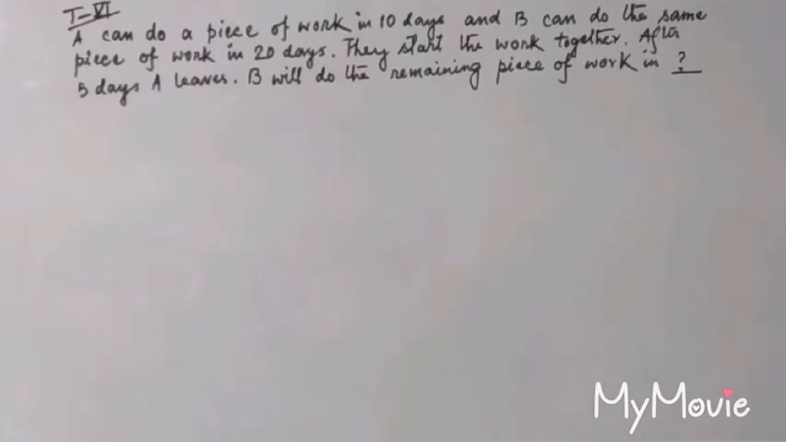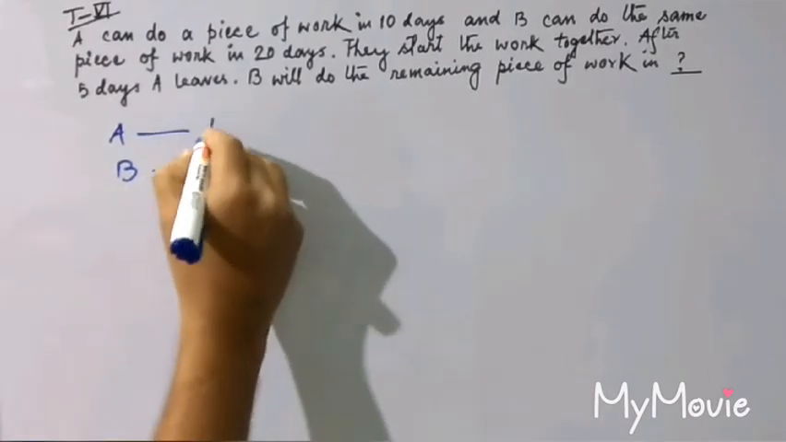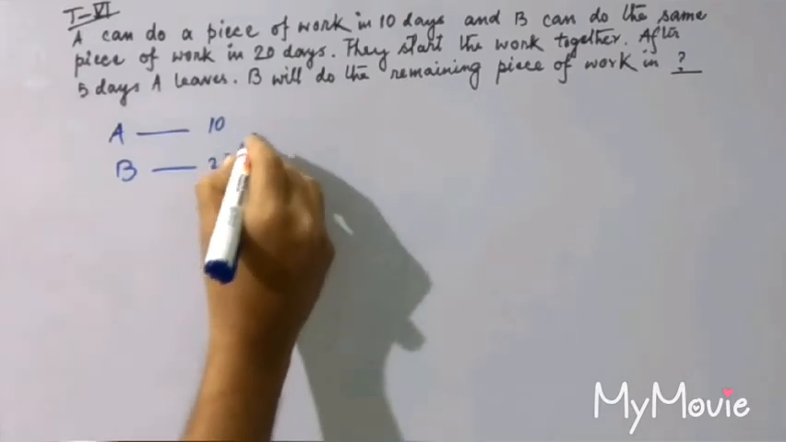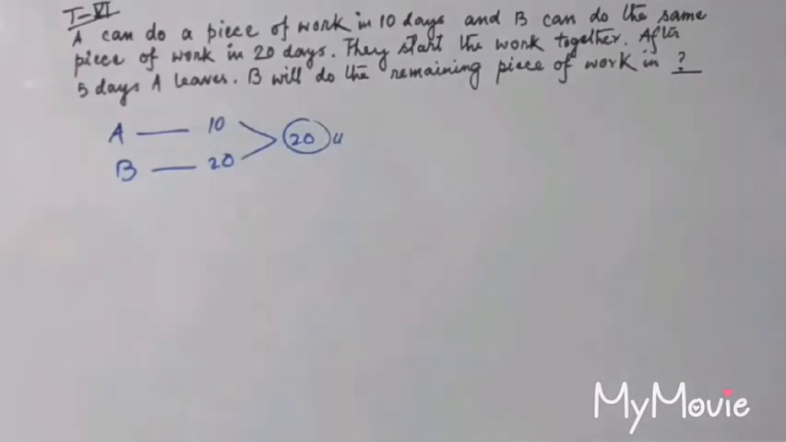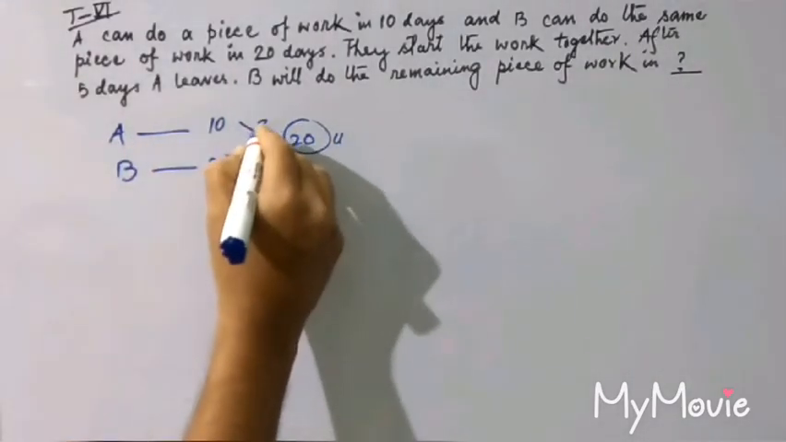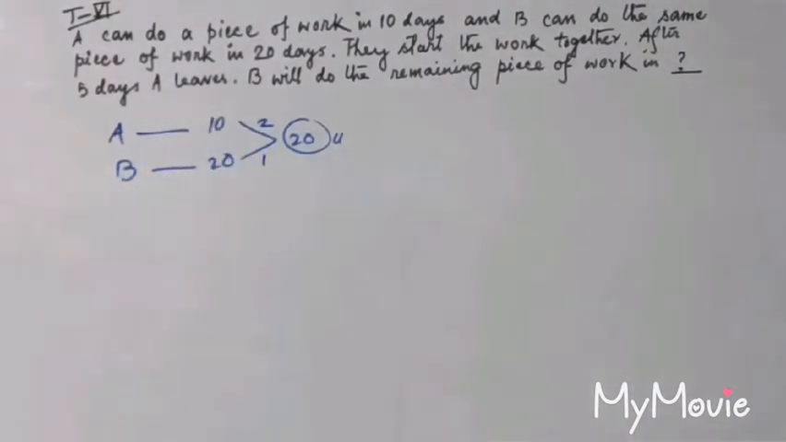A can do a piece of work in 10 days and B can do the same piece of work in 20 days. They start the work together. After 5 days A leaves. B will do the remaining work in how many days? Now first work out the LCM of 10 and 20, which is 20, and this number is the total unit of work. When 20 divided by 10 gives 2, and when divided by 20 gives 1. Now 2 and 1 represent the unit of work performed in one day by A and B respectively.